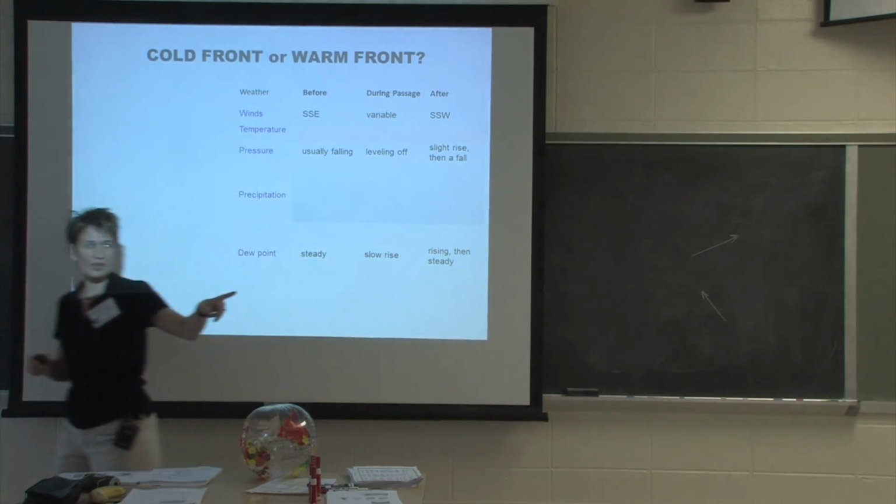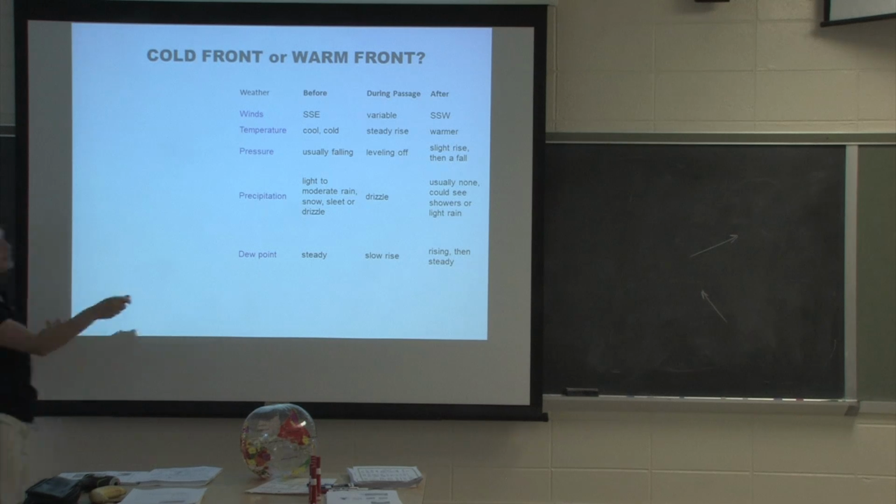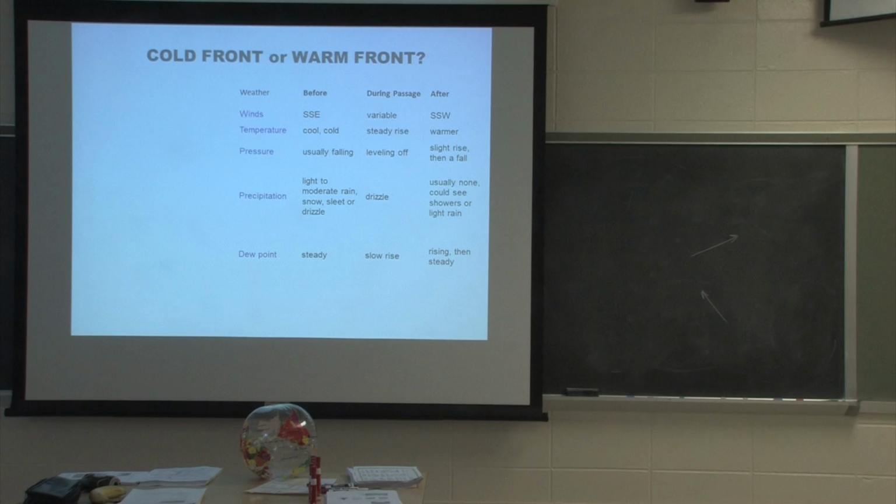When does the pressure fall? When the warm front comes in. Our precipitation, it looks like drizzle, drizzle, drizzle, crappy, crappy, crappy. That kind of is what we associate with a warm front. And warmer temperatures. It's cool, steady rise, eventually warming. Got it? Makes some semblance of sense? Okay.